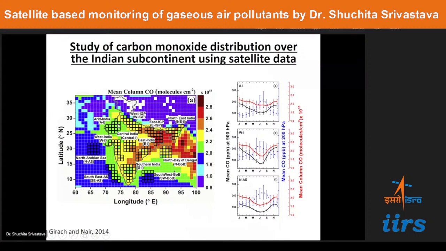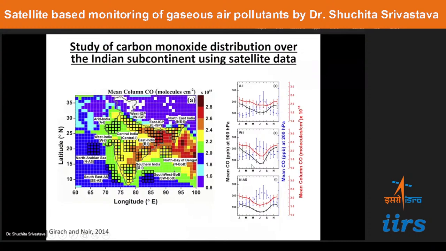They have chosen different regions over India, like arid India, Western India, North Arabian Sea, South Arabian Sea, and so on. Several boxes were chosen, and over these boxes they averaged the value, shown in the right hand side plot. I have taken only 3 plots from their study: arid India, Western India, and North Arabian Sea. So here you can see the variation of satellite data.